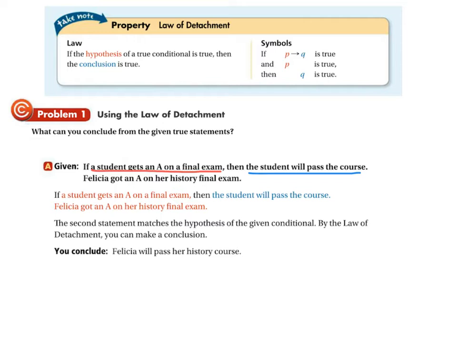Pretty straightforward, right? You just got to make sure that what you're given, you're not confusing it for them giving you the conclusion as true. Okay, it's always got to be if we know this is true, then we know this. Because remember, it only flows in one direction.